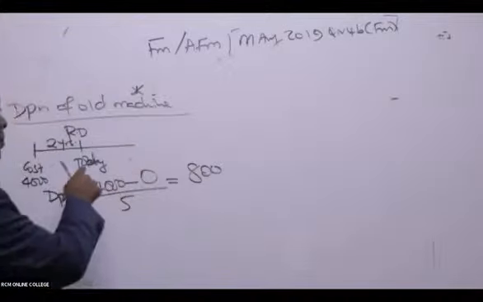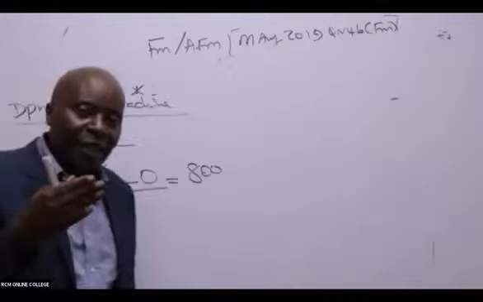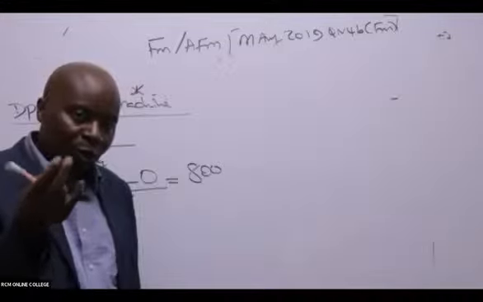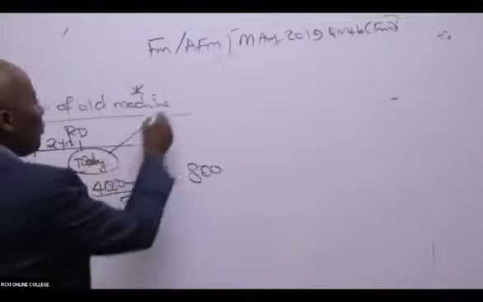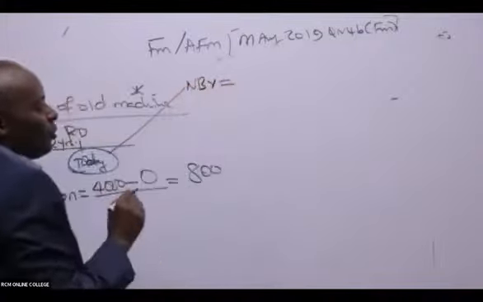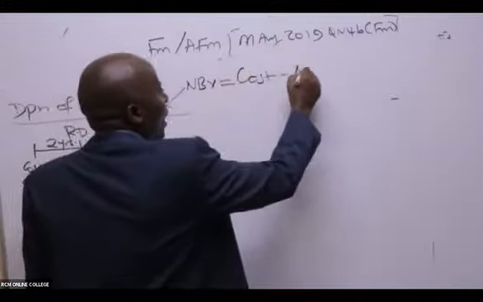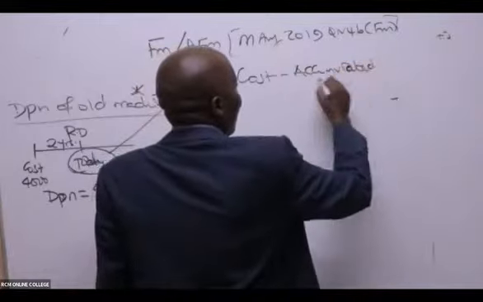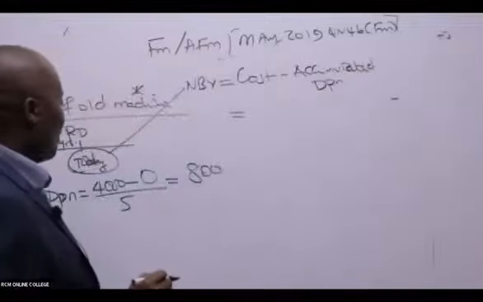And we are told that this machine was acquired 2 years ago. So as of today, it has lost value over 2 years. Is there somebody who can give me the net book value of this old machine as of today? It will be the cost minus accumulated depreciation.